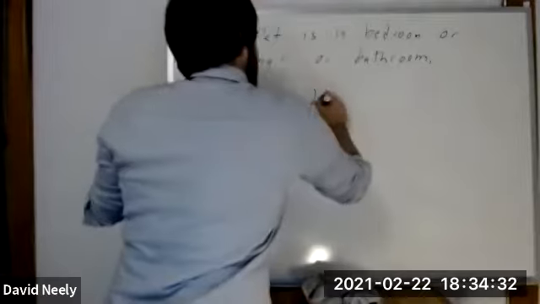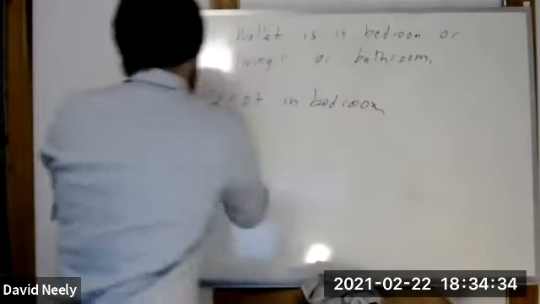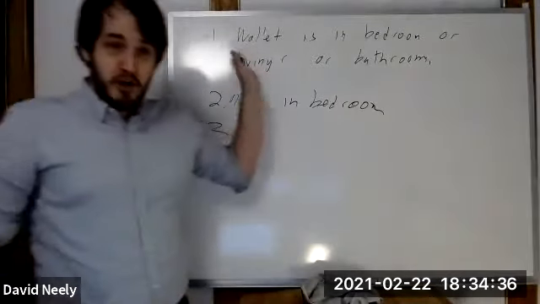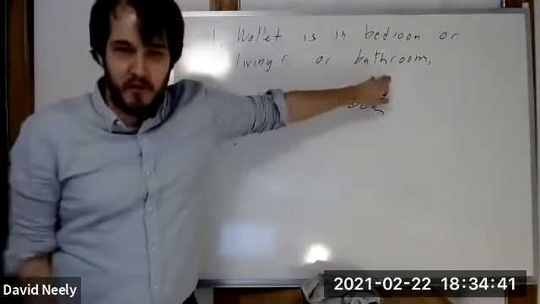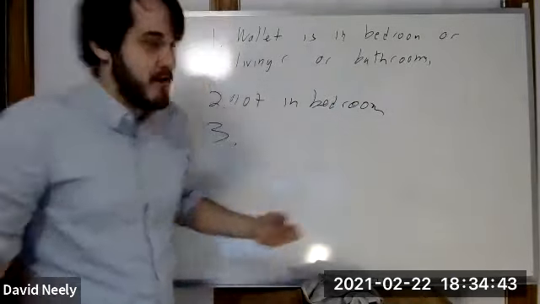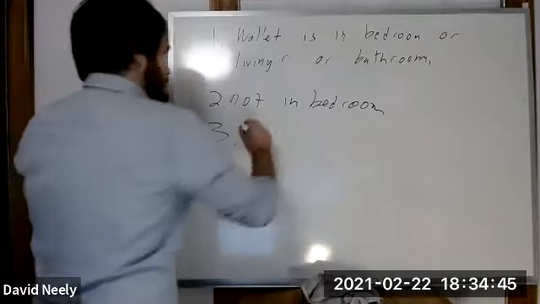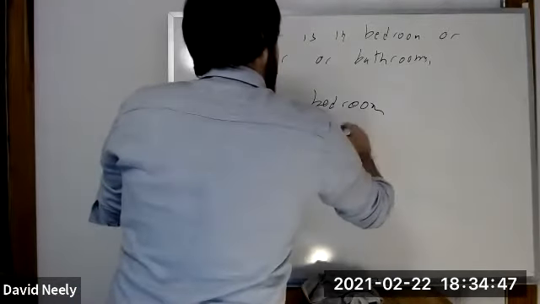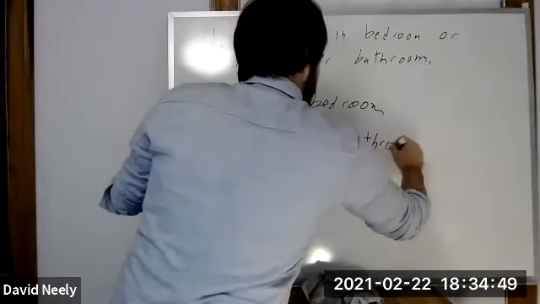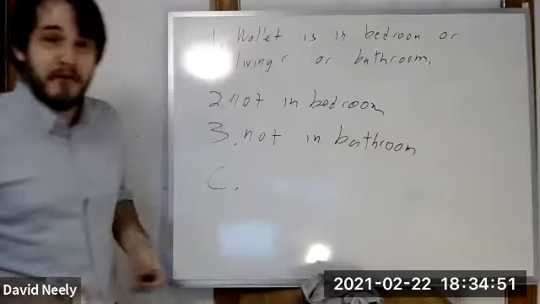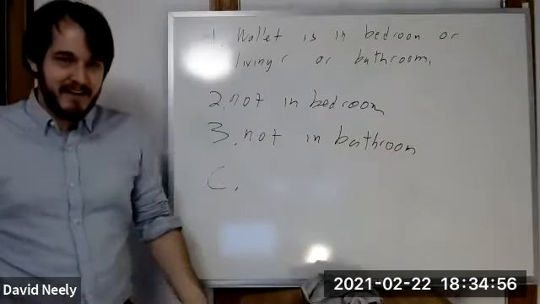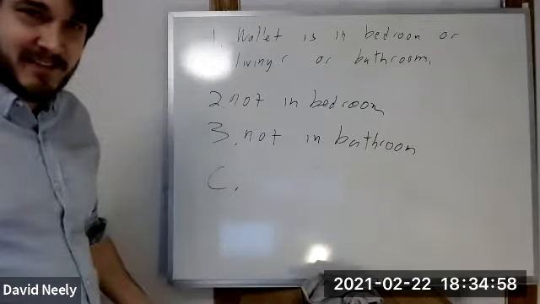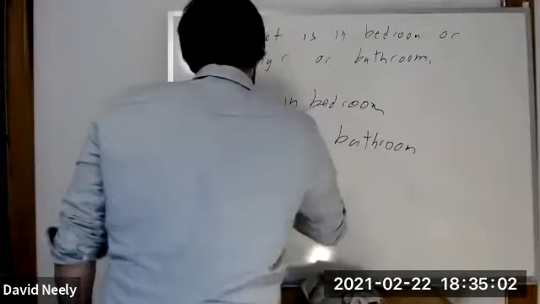Not in bedroom. Well, now you're going, for some reason, you think your wallet might be in the bathroom. I don't know, maybe it fell out of your pocket into the toilet. But you check, it's not there. So what do you know now? Not in bathroom. What do you now know? Which room do you know you have to look for because that's where the wallet has to be? The living room. Wallet in living room.